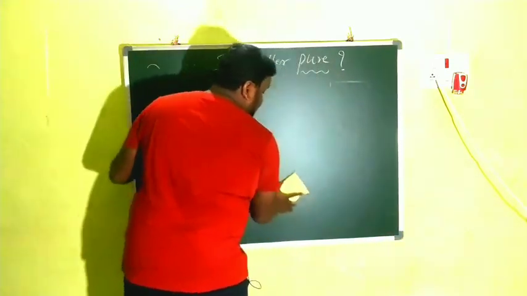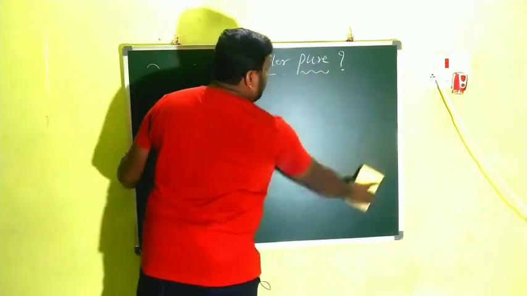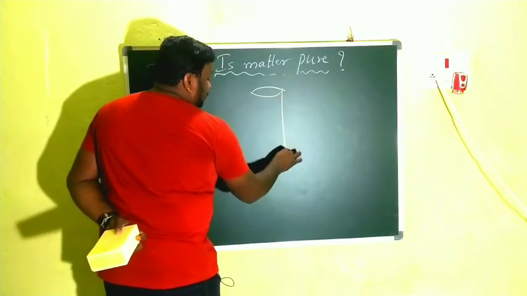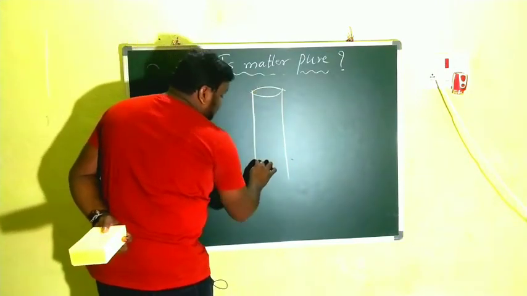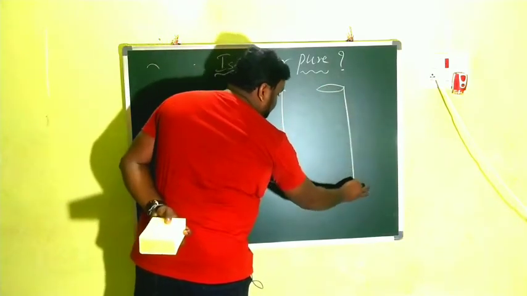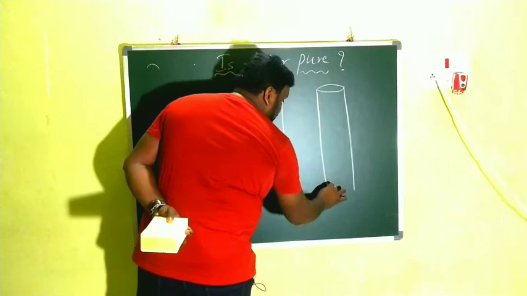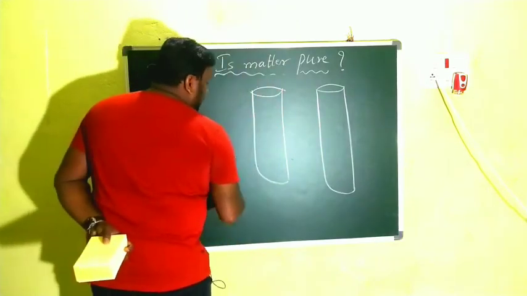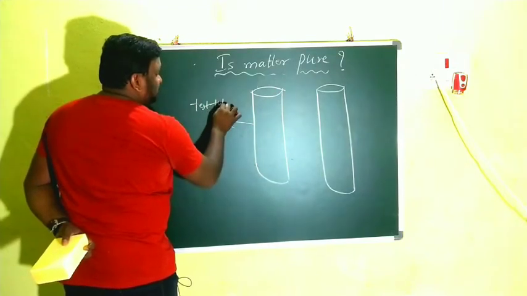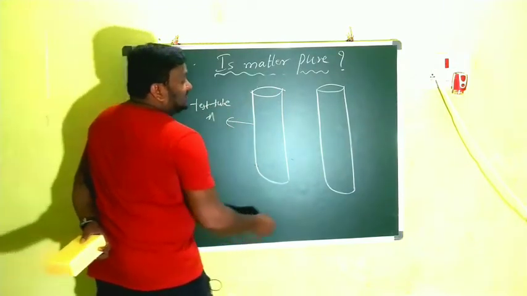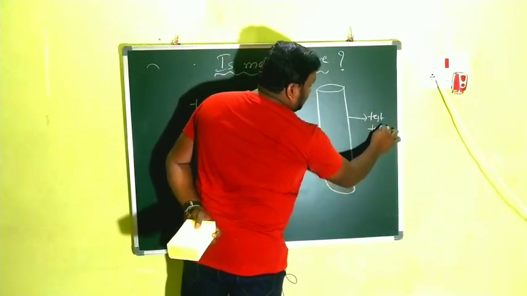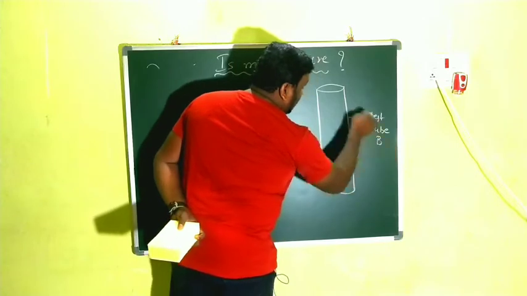For that, we have to take two test tubes. We are taking this is the first test tube and this is a second test tube of same size. So here I am saying now this is what? Test tube A, and this is now test tube B. Clear, children?